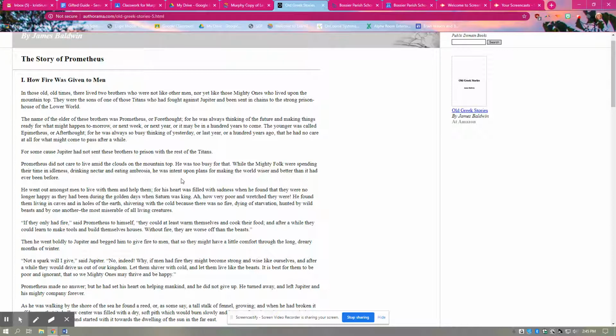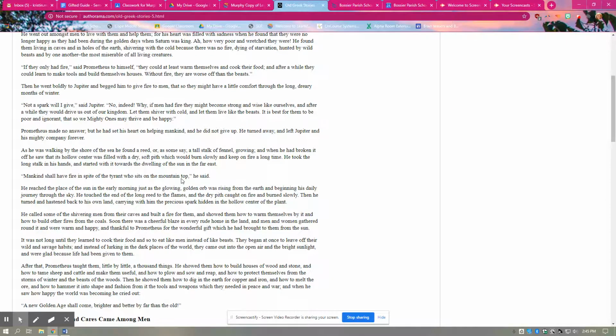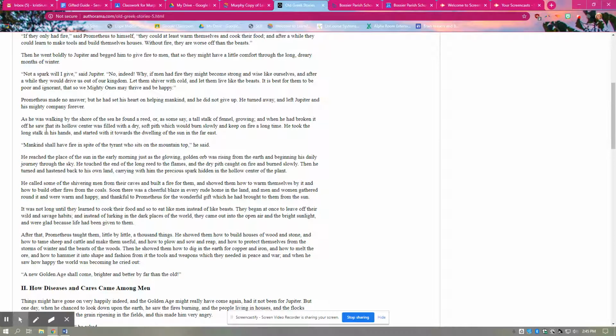Prometheus made no answer, but he had set his heart on helping mankind, and he did not give up. He turned away and left Jupiter and his mighty company forever. As he was walking by the shore of the sea, he found a reed, or as some say, a tall stalk of fennel, growing. And when he had broken it off, he saw that its hollow center was filled with a dry, soft pith, which would burn slowly and keep on fire for a long time.